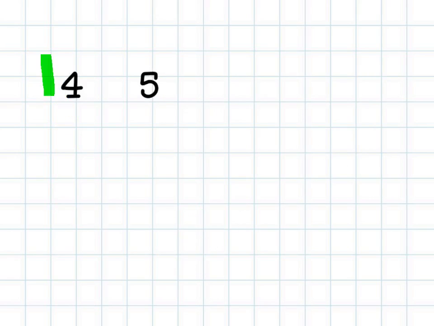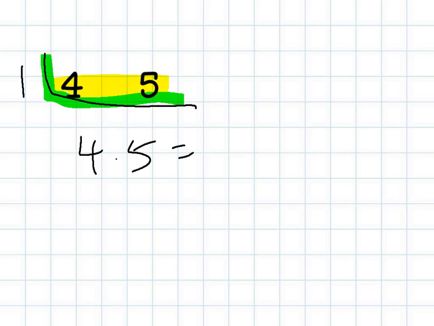Okay, if we do 4 and 5 using a factor ladder, here's our bracket. Is there any prime factor that goes into 4 and 5? The answer is no. The only number that goes into 4 and 5 is 1. Since that is the only one that goes into it, what we can do is take the factors that we have here and multiply them in order to find your LCM. So the LCM of 4 and 5 is 4 times 5, which is 20.